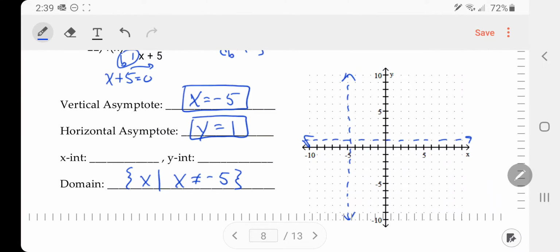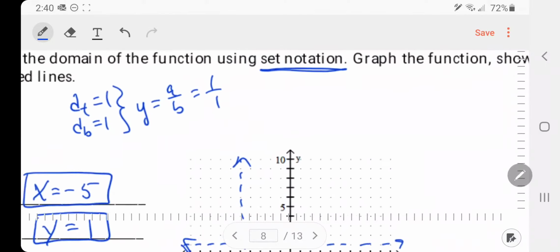And did you hear me say that the vertical asymptote and the domain, they correspond with each other, okay? So whatever the vertical asymptote is, that's the number that x can't be. Okay, what next? How about x-intercept? Let's find x-intercept next, okay?